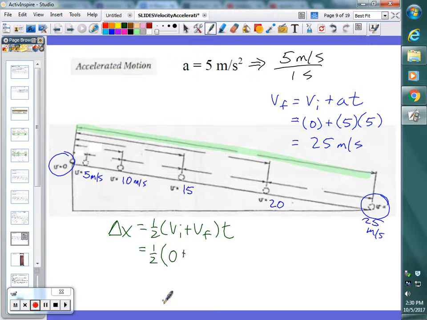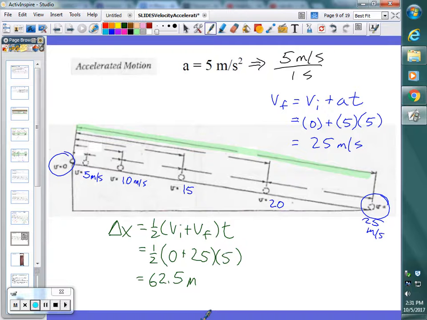We just figured out 2 different ways that the final velocity of the ball in this ramp was what? 25. 2 different ways, but we came up with the same number, and that's good because we should end up with the same number regardless of how we do it. And again, how long does it take the ball to get down to the end of that ramp? 5 seconds. If you do that math right, you end up with 62.5 meters. Okay? Good job, everybody. Well done.